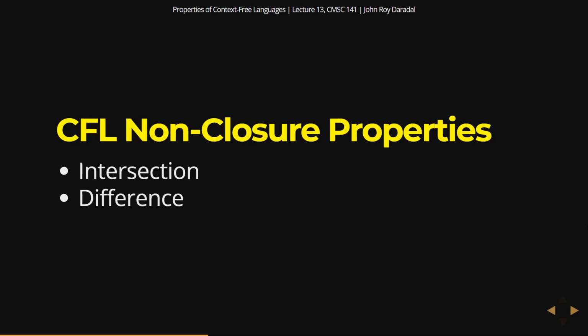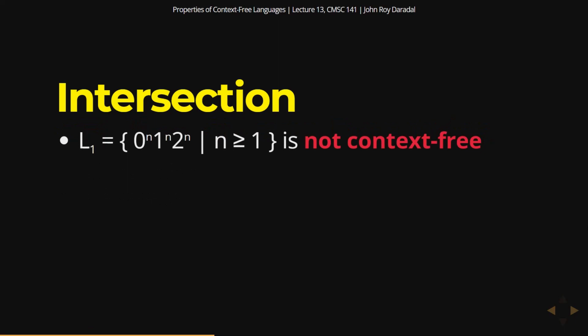So for intersection, I'll show you an example. So we know that this language, 0^n 1^n 2^n, is not context-free. Why is that? Because remember that for context-free languages, it can only count two things. But here, you should count the number of zeros, the number of ones, and the number of twos, and make sure that they are equal. So you're actually counting three things. So this is not context-free. Okay?